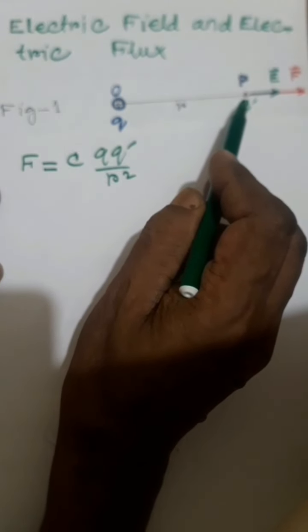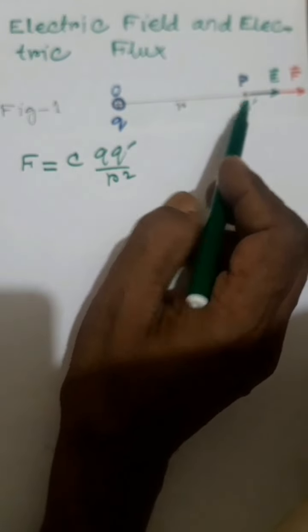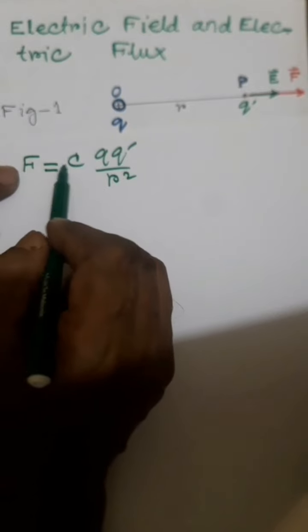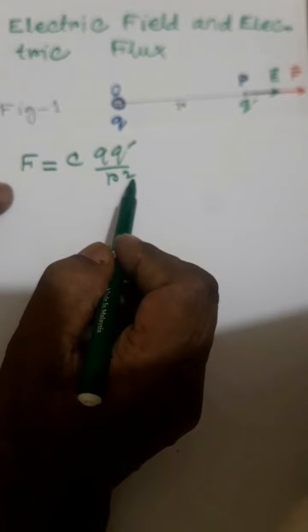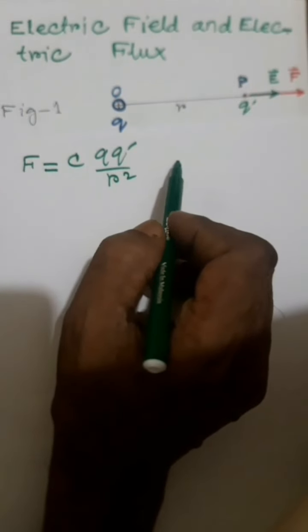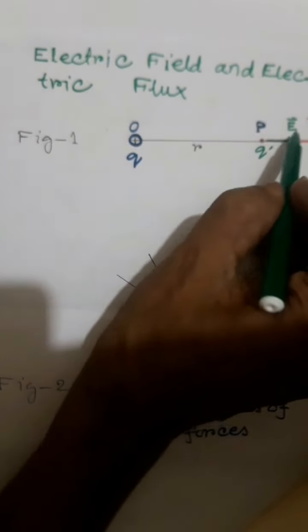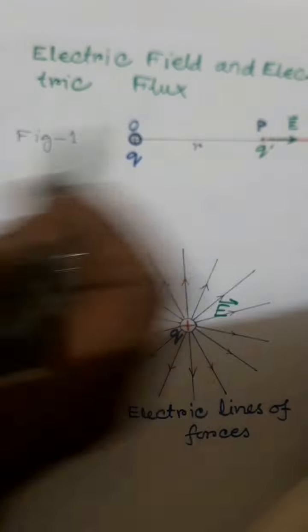then the magnitude of electric force on Q dash is F equal to kQQ dash divided by r square according to Coulomb's law. This force acts along OP as shown in the figure.